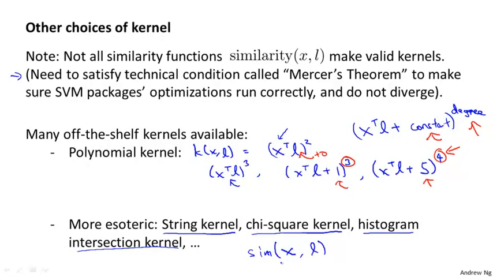But I personally end up very rarely, if at all, using these more esoteric kernels. I think I might have used the chi-square kernel maybe once in my life, and the histogram kernel maybe once or twice in my life. And I've actually never used the string kernel myself. But in case you run across this in other applications, if you do a quick web search, a quick Google search or a quick Bing search, you should find definitions of these other kernels as well.